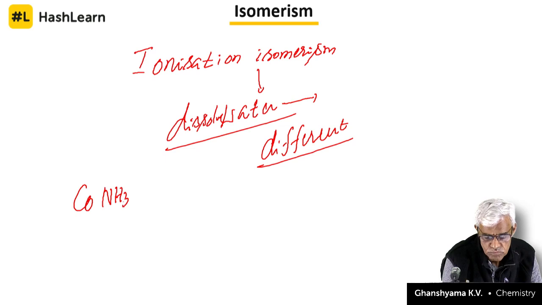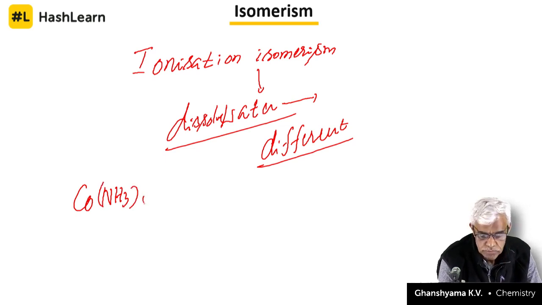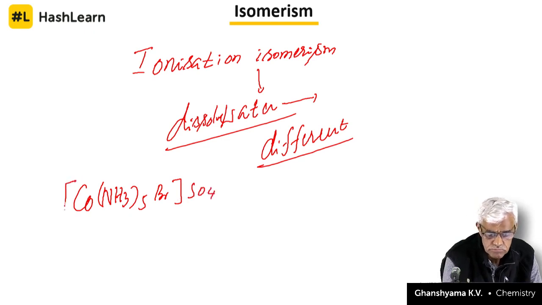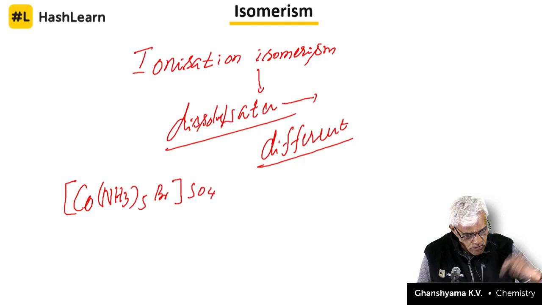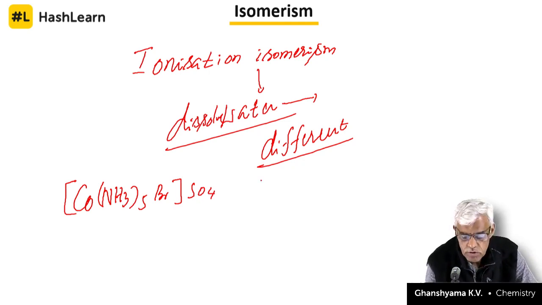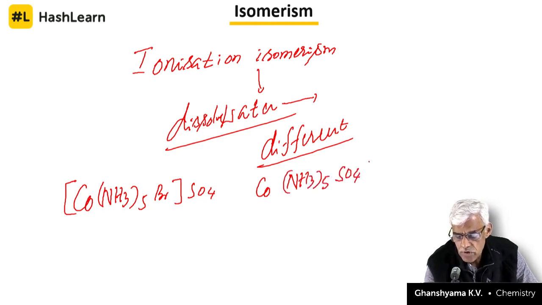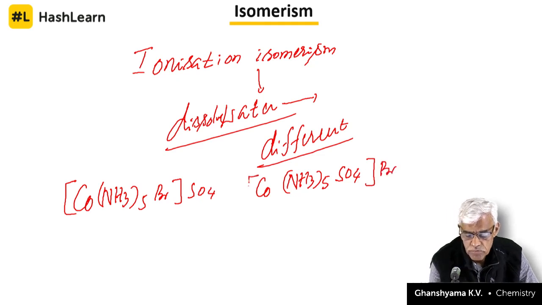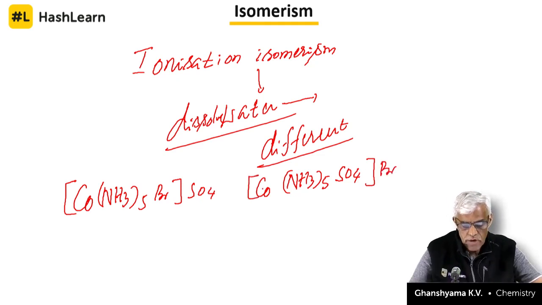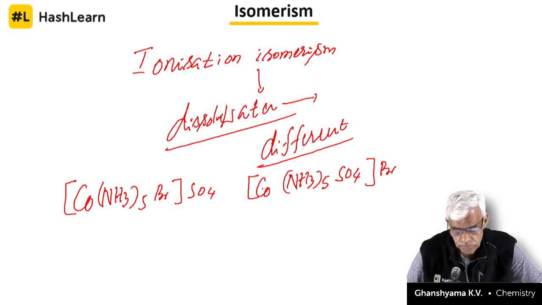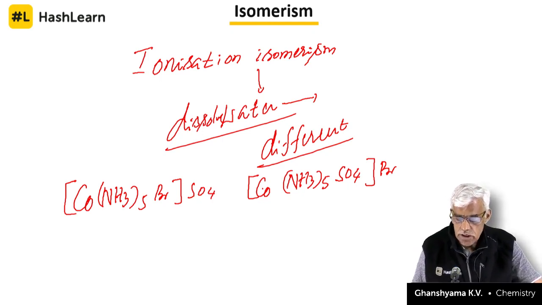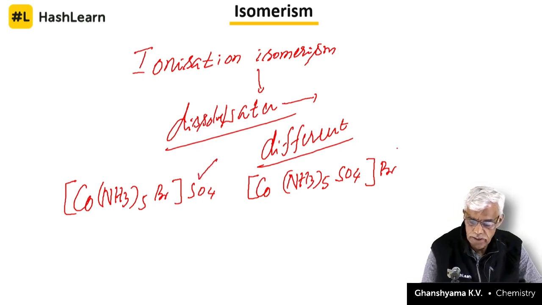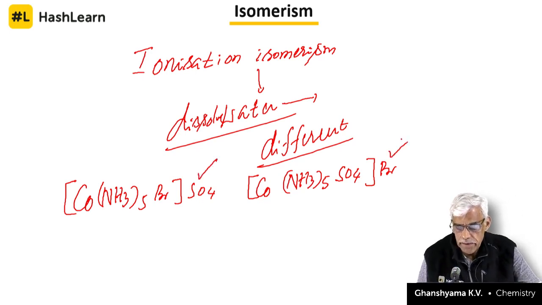Co(NH3)5Br SO4. For this we can write one more formula, Co(NH3)5 SO4 Br. You see here, both have the same molecular formula, but the counter ions are different. The counter ion here is sulfate, and here the counter ion is bromide.